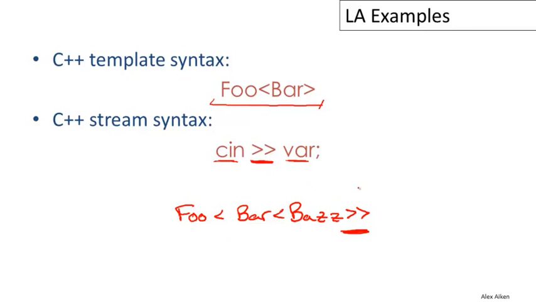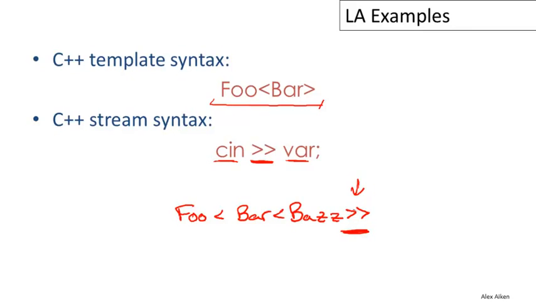And the question is, what should the lexical analyzer do? Should it interpret this as two closed brackets for templates, or should it interpret it as two greater than signs stuck together as a stream operator? And it turns out that for a very long time, I think most C++ compilers have now fixed this, the C++ compiler in this situation would regard this as a stream operator, and you would get a syntax error.